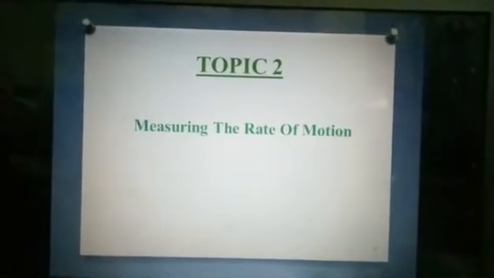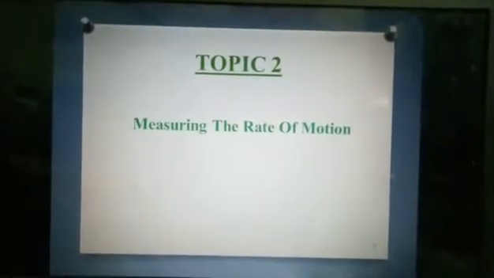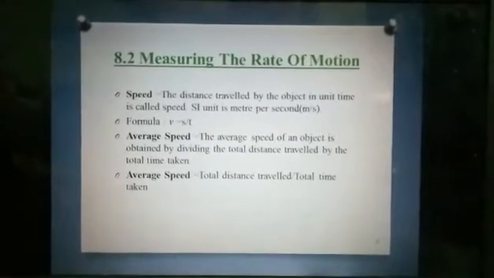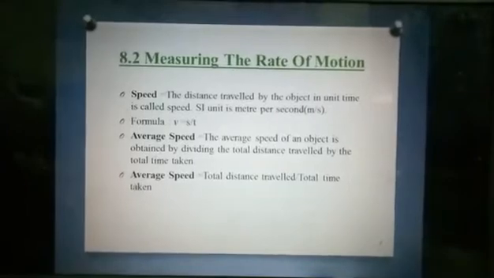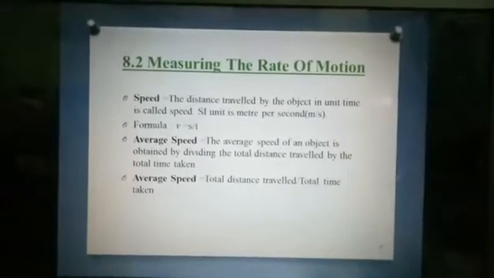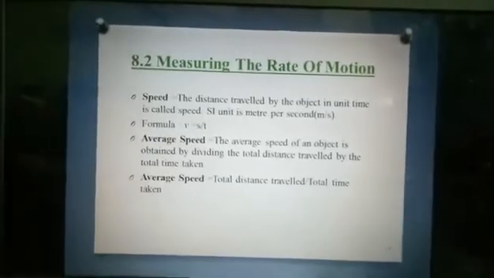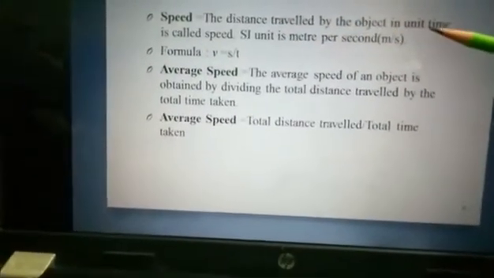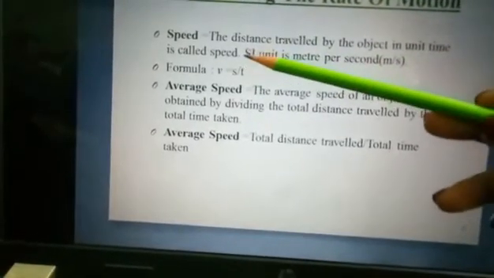Yesterday we have already discussed motion. Now the next topic is the rate of motion. So, measuring the rate of motion. In this section, the first term is speed. Rate of motion is the speed. Speed is the distance traveled by the object in unit time.